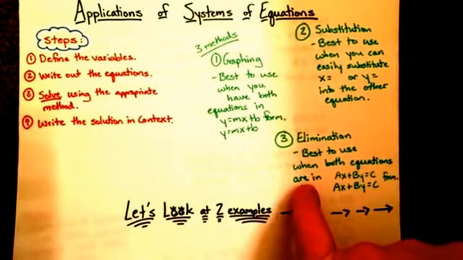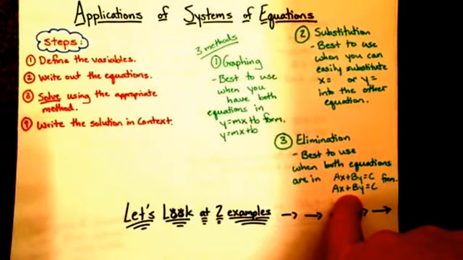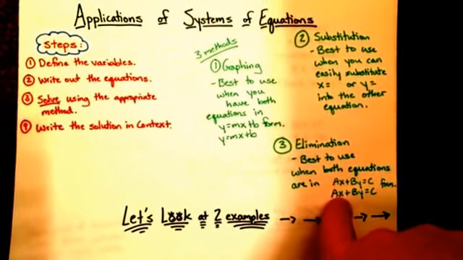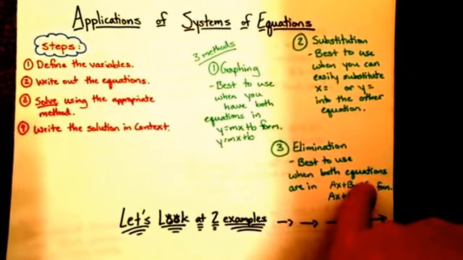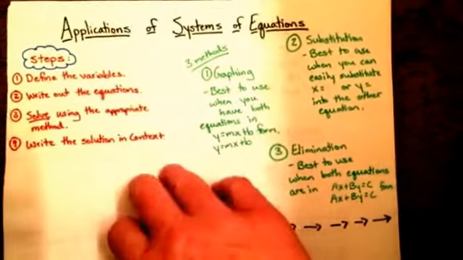And third, elimination. This one's best to use when both equations are already in standard form, so they look like this, where they have the x terms lined up, the y terms lined up, and then your constant is on the other side. So let's look at two examples.